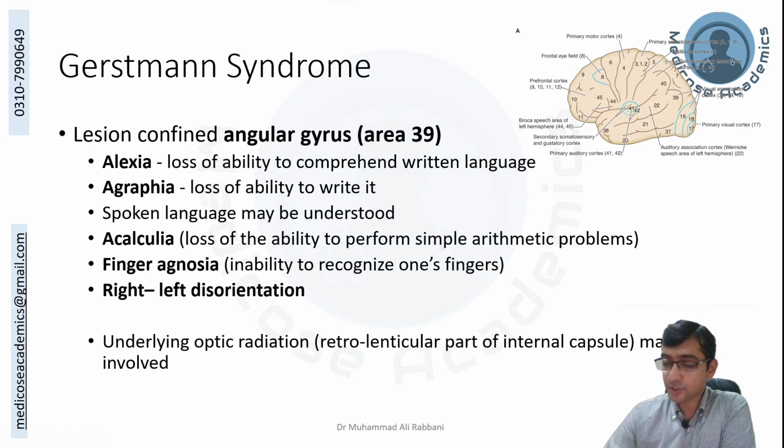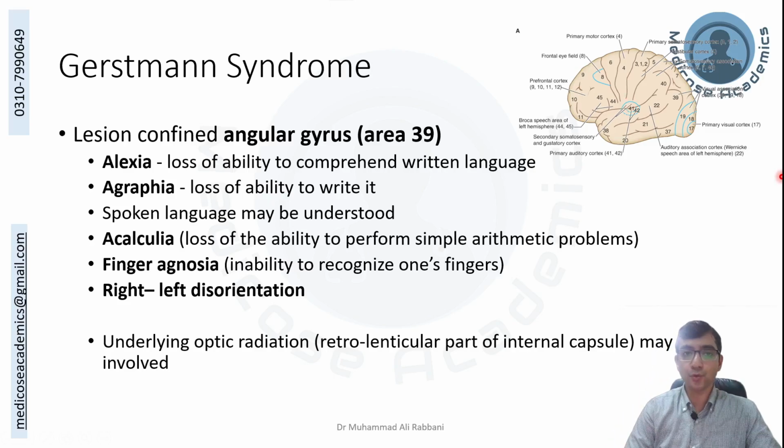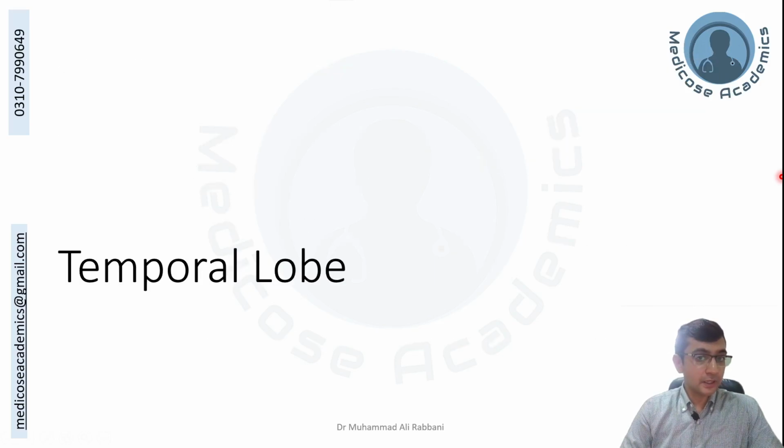And this area is responsible for a number of calculations. So inability to perform mathematical calculation, recognizing fingers, right-left orientation, these things are lost too. So this was all about the occipital lobe.